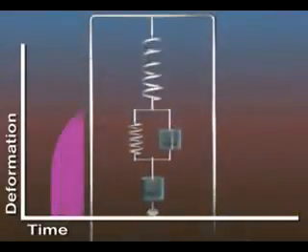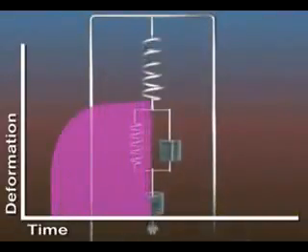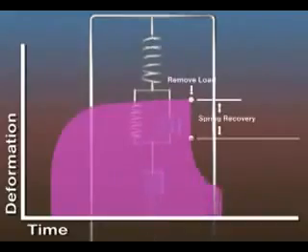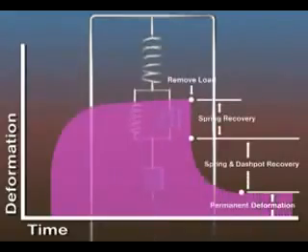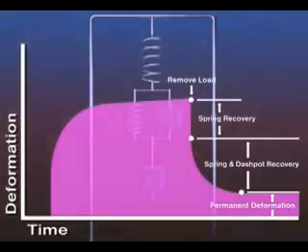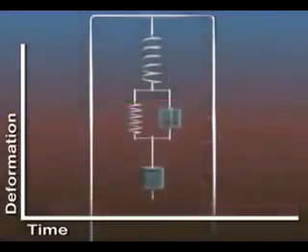When the load is removed, the initial deformation of the spring is recovered. Then the deformation of the spring and dashpot is recovered over time. The deformation of the dashpot is never recovered. The result is a permanent deformation of the system.